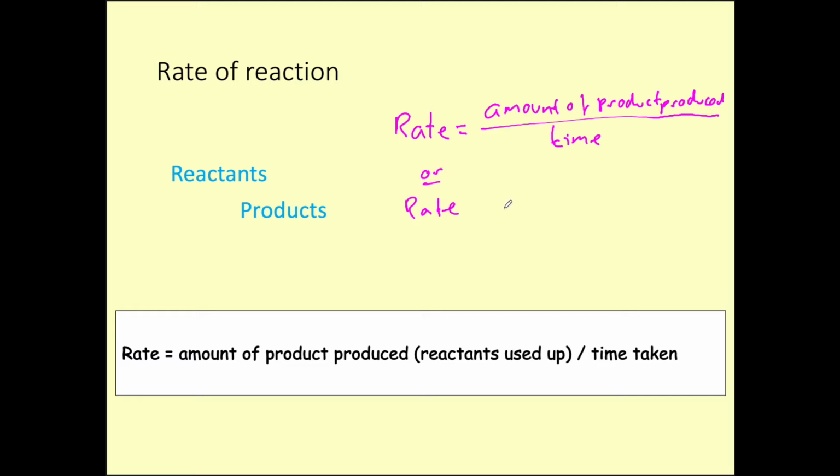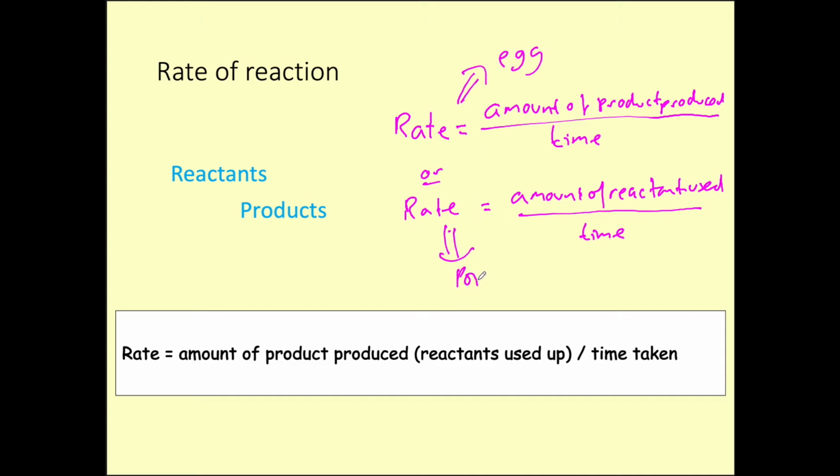And so then our alternative is our amount of reactant used divided by the time. And again, if you've got more of a reactant, you're going to expect it to take longer. So we do have to take those amounts into effect. So this example is our egg, and this was our popcorn example, where we're thinking about those things.